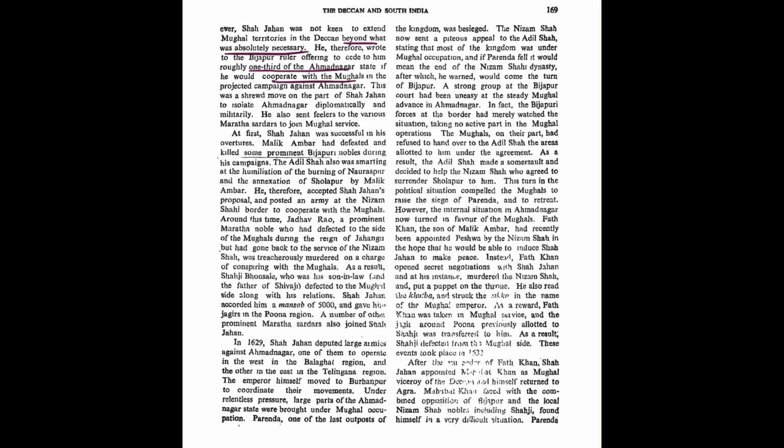This was a shrewd move on the part of Shah Jahan to isolate Ahmednagar diplomatically and militarily. He also sent feelers to the various Maratha Sardars to join Mughal service. At first, Shah Jahan was successful in his overtures.